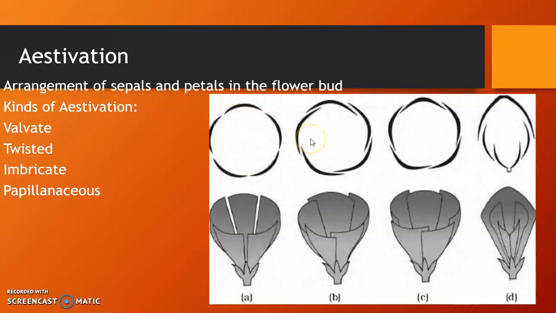Whereas in the second diagram, you can see the twisted type. All the petals or sepals are arranged in a twisted manner. So it is called the twisted type of aestivation. And the third one is termed imbricate. Imbricate means one petal or sepal is enclosed and surrounded by two more petals or sepals, and the other two petals are arranged in a twisted manner.